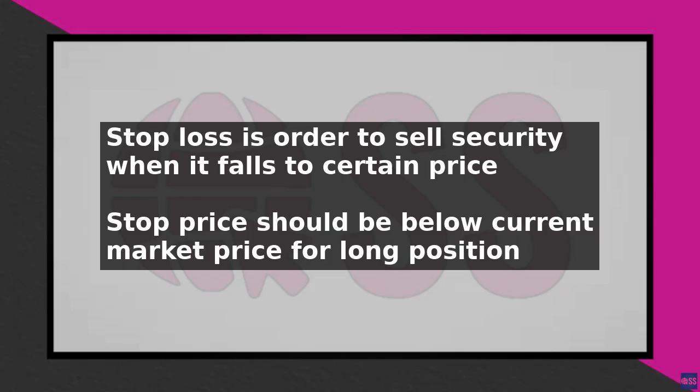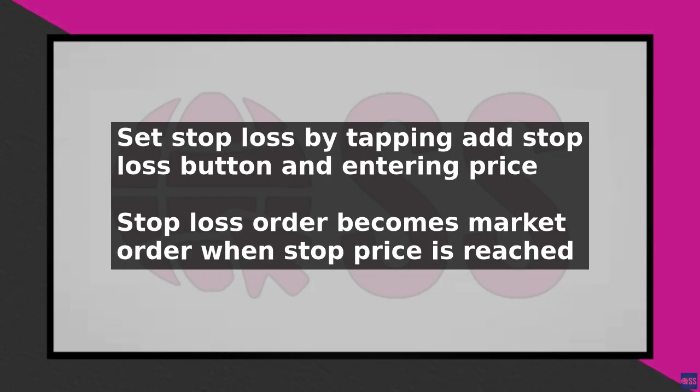The stop price should be below the current market price for a long position and above the current market price for a short position. For example, if you buy a call option at $5, you can set a stop loss at $2. If the price of the call option falls to $2, the stop loss order will be triggered and the option will be sold at the next available price.